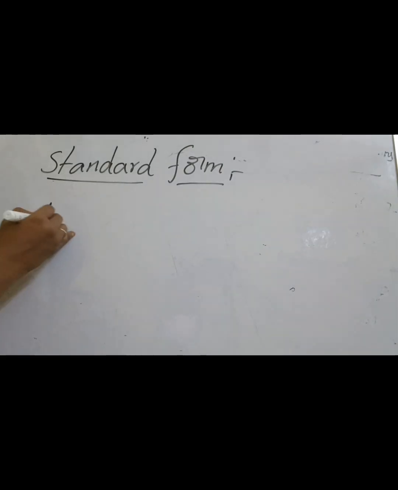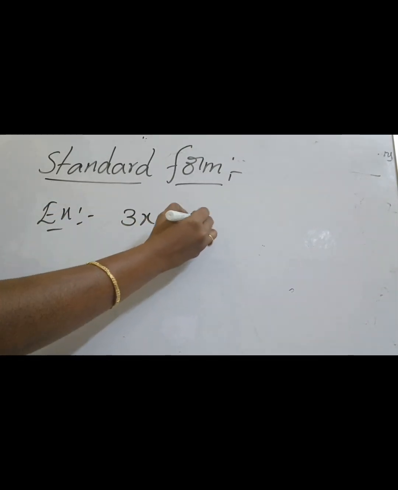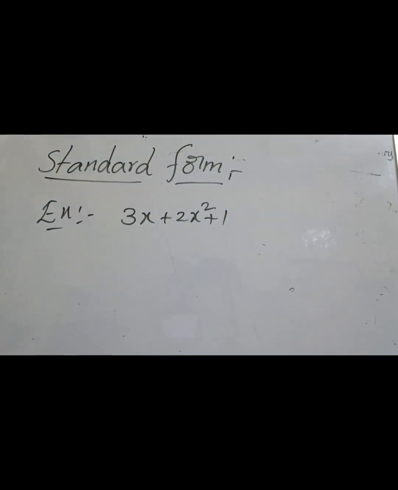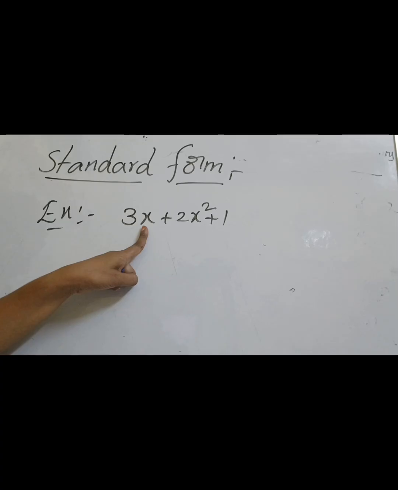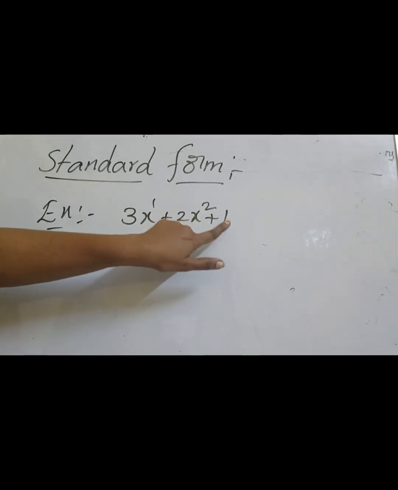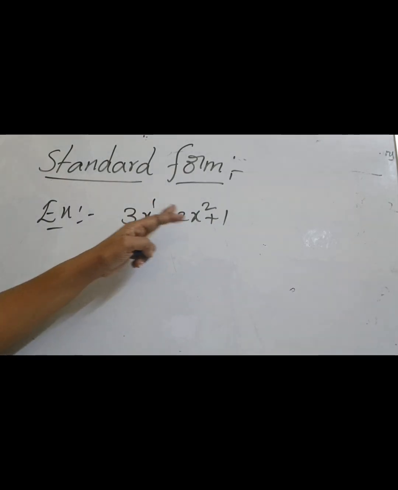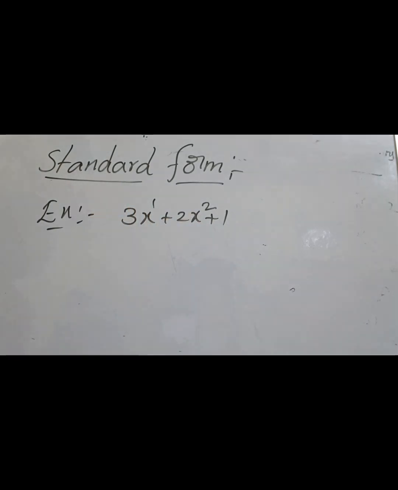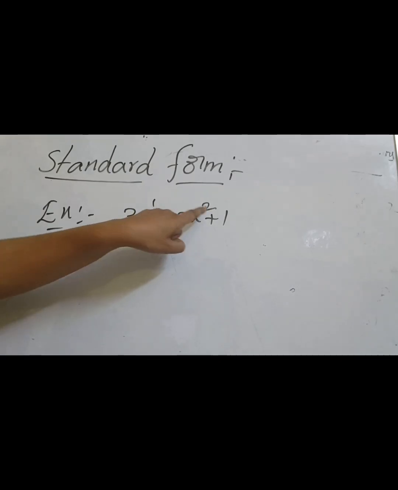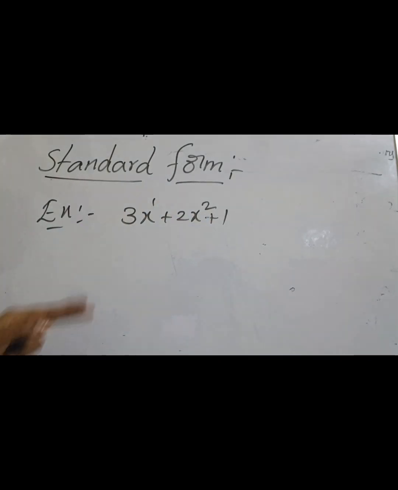For example, see here. If you observe these three terms, the exponent of x is 1 here, 2 here, and here there is a constant. Once you notice that, are the exponents arranged in descending order? No. See, 1 is smaller than 2. It is not in descending order, so it is not in standard form.